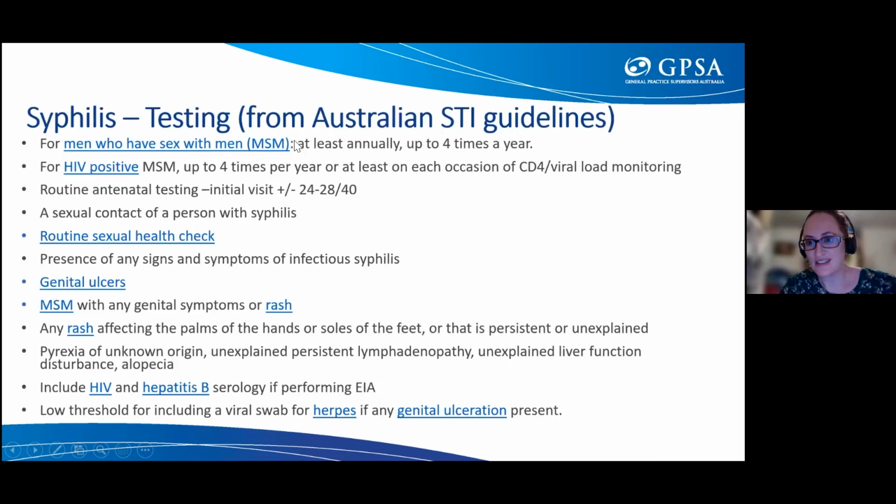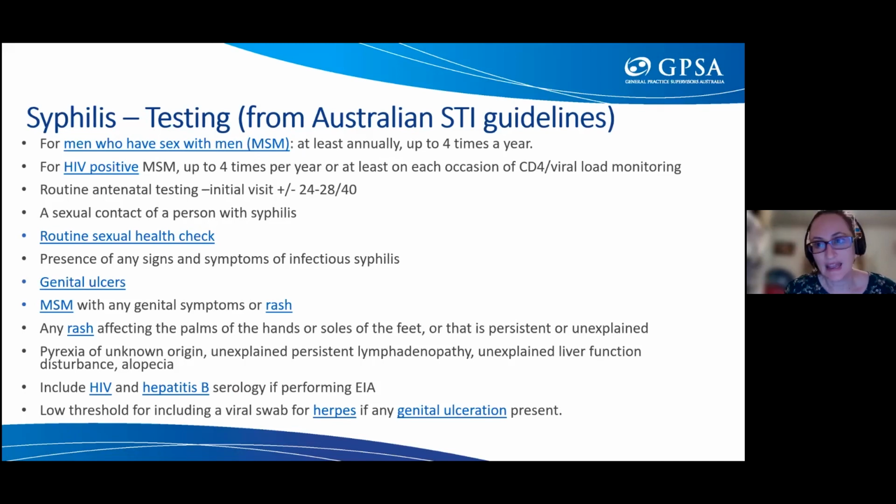Just to finish up with this, and again, this is straight from the current Australian STI management guidelines about when we should be making sure our registrars are aware to test for syphilis. So certainly at least annually, as I've said, for men who have sex with men, but can be up to every 3 months. For HIV positive men, up to 4 times a year. Routine antenatal testing is a big one. So at the initial antenatal test, when we're doing all those initial antenatal bloods, syphilis serology should always be on that. And most centres now are recommending repeat screening at around 24 to 28 weeks as well.